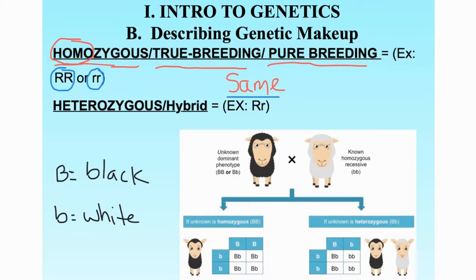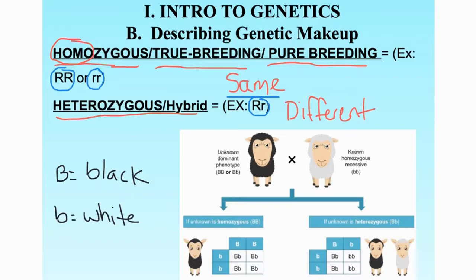Now, obviously, heterozygous or hybrid is not going to mean same. That's going to mean you have two different alleles that make up your genotype. So you would not be big R, big R, or little r, little r. You would be big R, capital R, lowercase r. So that would be heterozygous or hybrid. You have one dominant allele and one recessive allele.